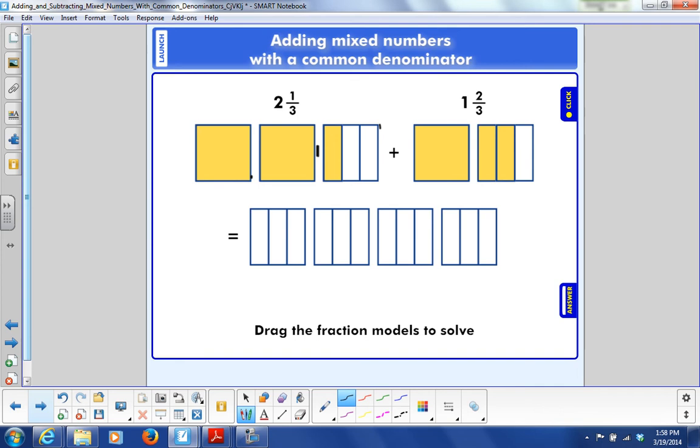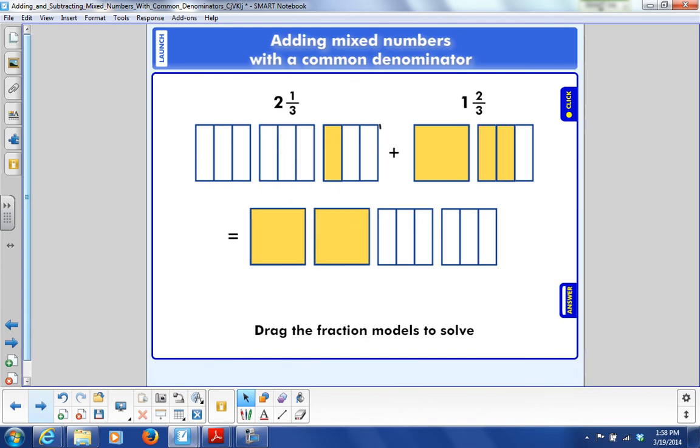So if I had models in front of me, I could simply put those models together and count them that way. So let's start with that. I've got 2 whole numbers here, and I'm going to add the whole numbers together. 2 whole numbers here, and then I've got another whole number there. And then let's put the thirds together. I've got 1/3 from the first one, and 2/3 from the second one.